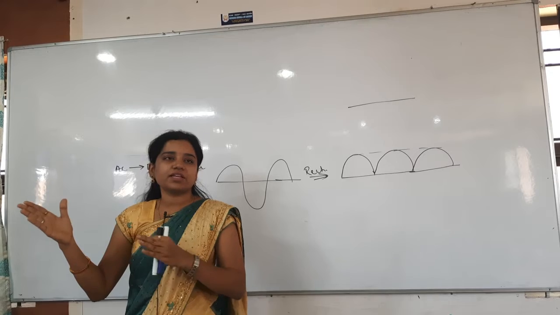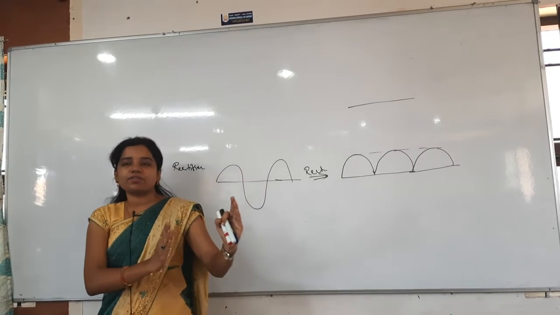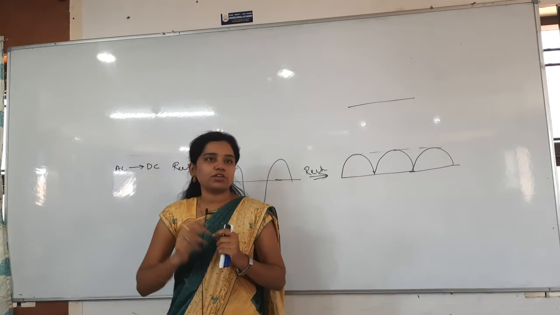So the bridge wave rectifier is the same as a full wave rectifier only. Now, the half wave rectifier will have how many diodes? Only one diode, and then the full wave rectifier will have two diodes.